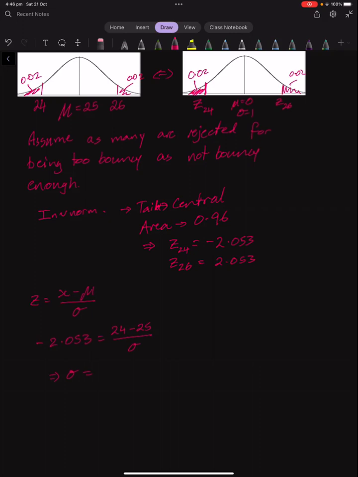Alternatively, you can just say, well, the number of standard deviations between these is 4.106, if I just add those two together. And so that 4.106 lots of the standard deviation is equal to the gap between the two measurements, which was 2 centimetres. Whichever way you like to think about it, you should come up with sigma equaling 0.487.